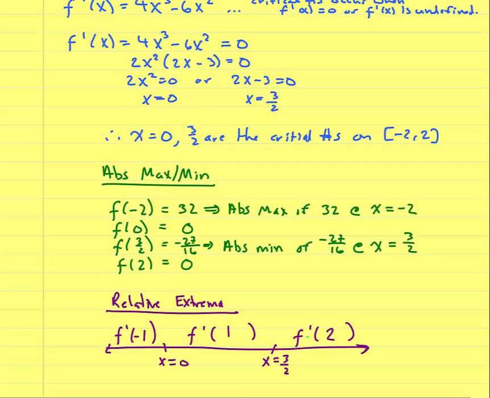So for 4, I'm going to plug in 2 cubed minus 6 times 2 squared. I get an 8. And that's a positive number, and that's really all I care about, is whether it's positive or negative. If I plug a 1 in here, I get 4 minus 6, which is a negative. If I plug a -1 in here, I have a -4 minus 6, which is another negative.